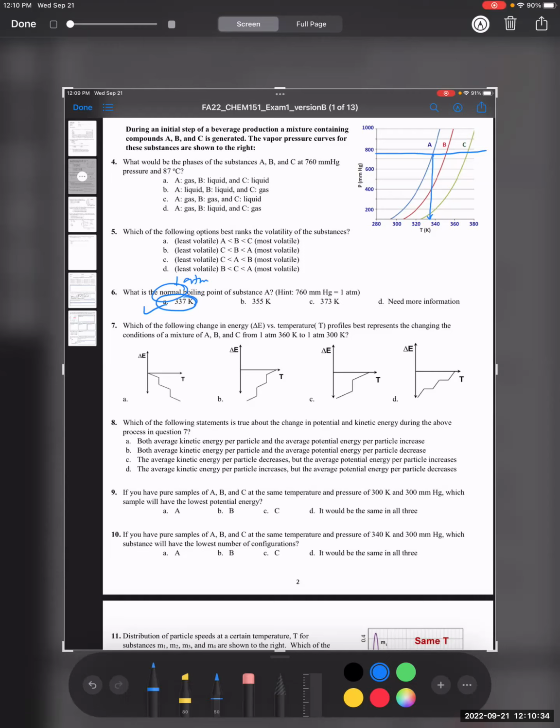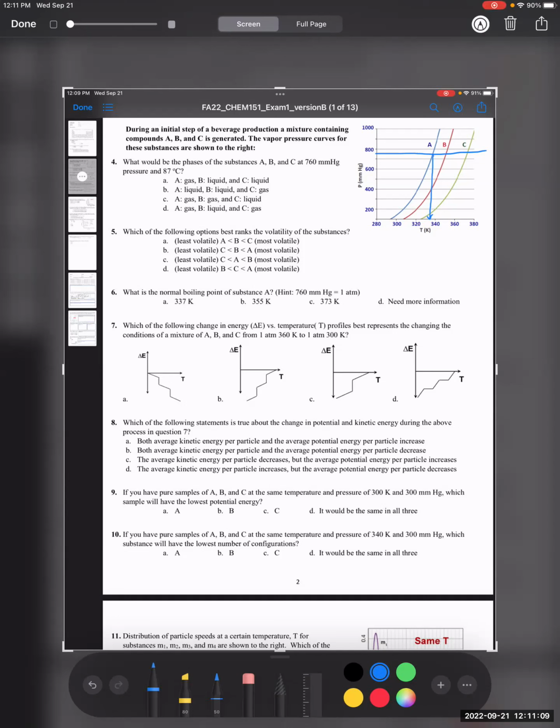Okay, so substance A normal boiling point must be around 330 something. All right, now questions. Is this question 7? Which of the following change in delta E versus temperature profiles best represents the change in the conditions of mixture of A, B, and C from 1 ATM 360 to 1 ATM 300 Kelvin?